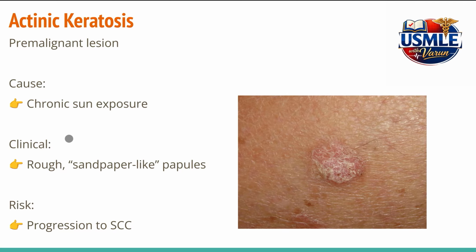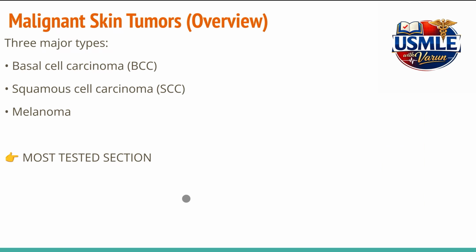Now we move to a pre-malignant condition, actinic keratosis. This is caused by chronic exposure to sunlight. So clinically, these lesions feel rough like sandpaper. So this tactile description of sandpaper-like papules that are rough is very important. These lesions have the potential to progress into squamous cell carcinoma. So they represent a warning stage before the cancer develops. Whenever there's a question mentioning rough lesions on sun-exposed skin, you need to think of actinic keratosis.